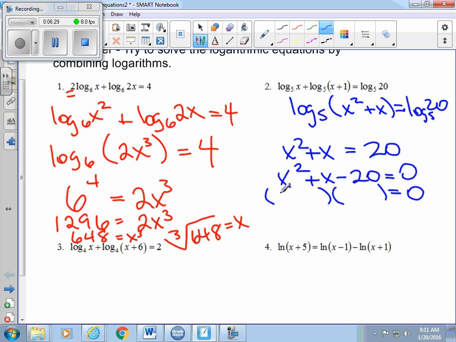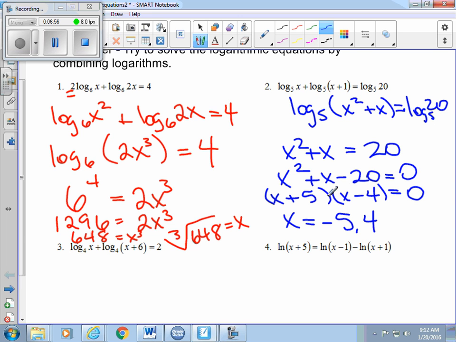If it doesn't factor, you have to use the quadratic formula. Luckily, this one does. Factors of 20 that subtract to give you 1. Good. And it's positive 5 and negative 4 to get the positive x. So it's been a while since we factored. How are we doing with that? Second. X equals negative 5 and 4.